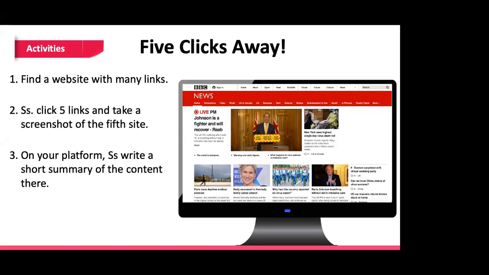So they simply click 5 times, they get a screenshot, and they give us a summary of what information appears in that 5th link, okay? And they post the screenshot and the summary in the platform that we are using. That could be, I don't know, Moodle, Google Classroom, Edmodo, Schoology, whatever.